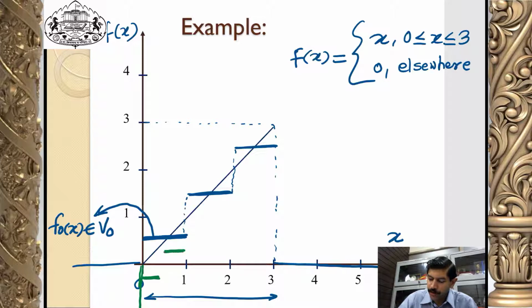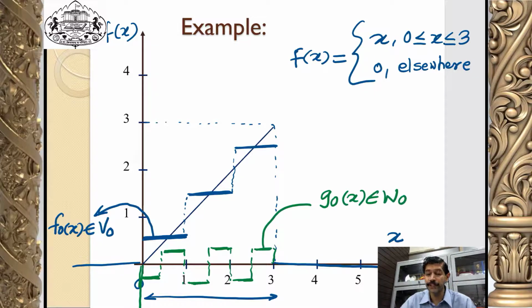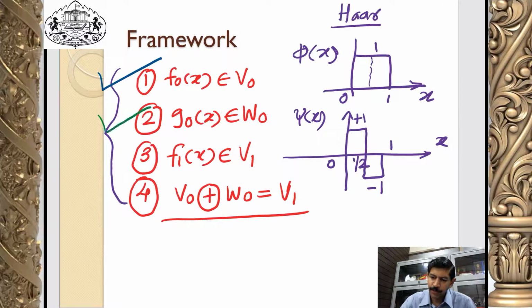over 4 for the next half, and then again minus 1 by 4, and then plus 1 by 4, and then minus 1 by 4, and then plus 1 by 4, and again. So this is G0 of x, which belongs to W0. I hope this is clear. Now let's revisit our third objective, and we can say that objective number 2 is achieved.